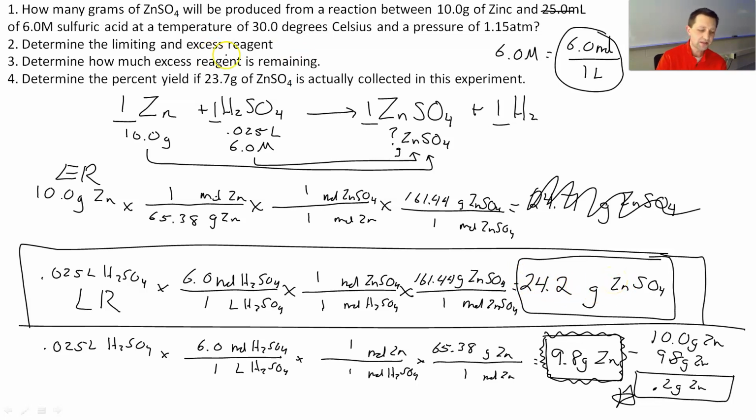So when you have an excess reagent problem like this, start with something that you know you used up, which is the acid in this case, or start with something that you know for sure you created, which is the grams of zinc sulfate in this case. Okay, let's go ahead and do number 4, which is determining the percent yield if 23.7 grams of zinc sulfate is actually collected in this experiment.